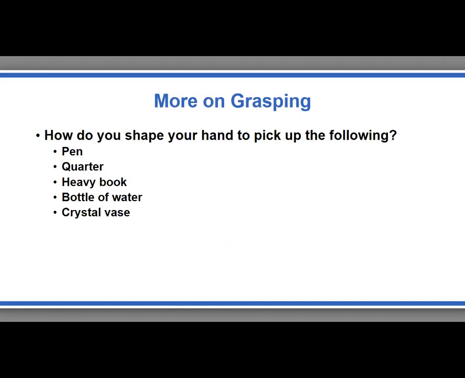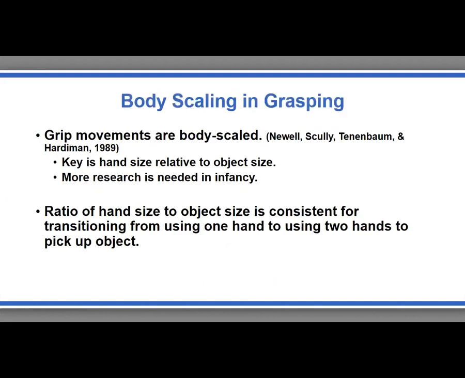So how do you shape your hand to pick up the following? Pen, quarter, heavy book, bottle of water, crystal vase. As an adult, you're going to have different grips for all these, and these are all things that you developed over time. That's why, with little kids, sometimes you look at them and think, I don't know if I want them holding that, right? Because more than likely, they're probably going to drop it, okay?